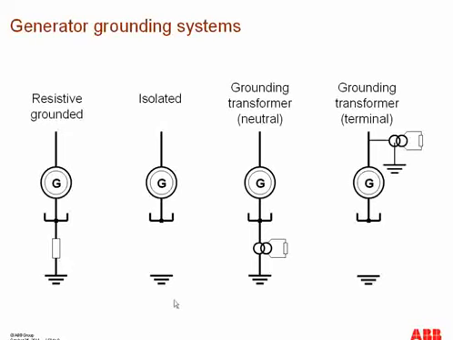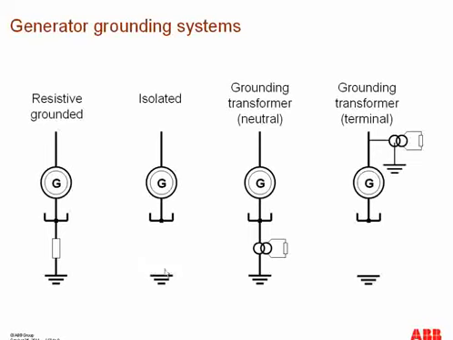This one configuration, as you can see over here, has no intentional grounding of the neutral point of the generator. But still there are some capacitances between the stator winding and the ground, which we cannot avoid, and there will be some leakage current, but there is no intentional grounding of the neutral point of the generator.